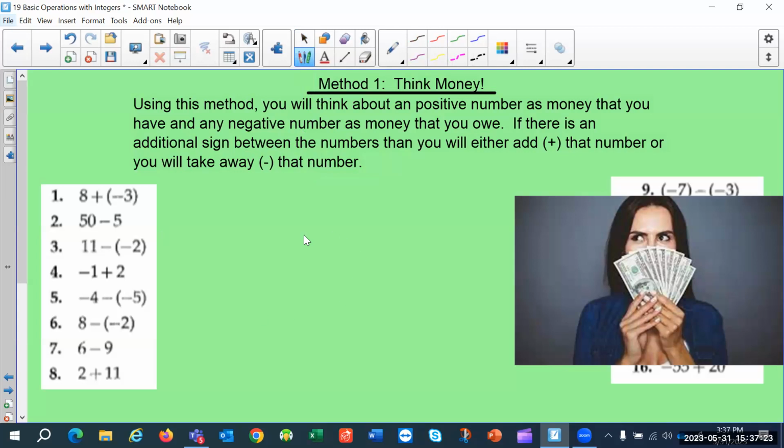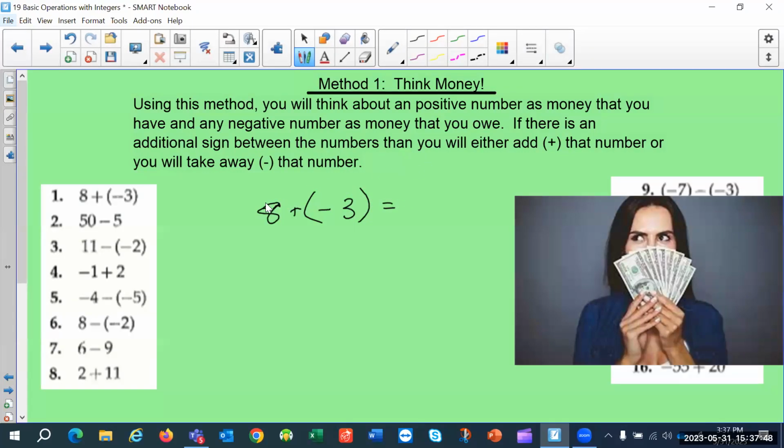And the way that I'd like you to do this, if you miss class, is I will give you the question. For example, number 1 is 8 plus negative 3. And then I want you to pause it and I want you to give yourself an answer. And then, of course, when you unpause the video, I will tell you what the right answer is. Hopefully.